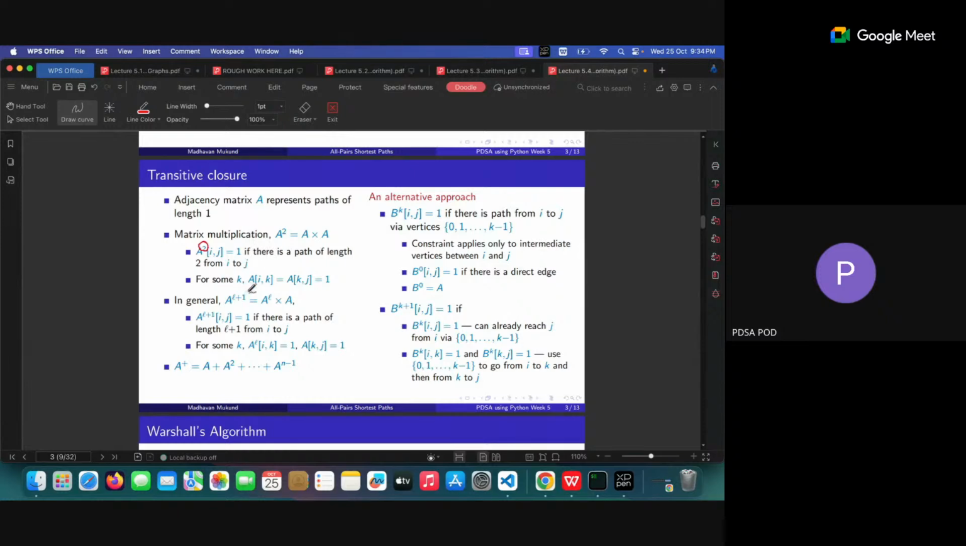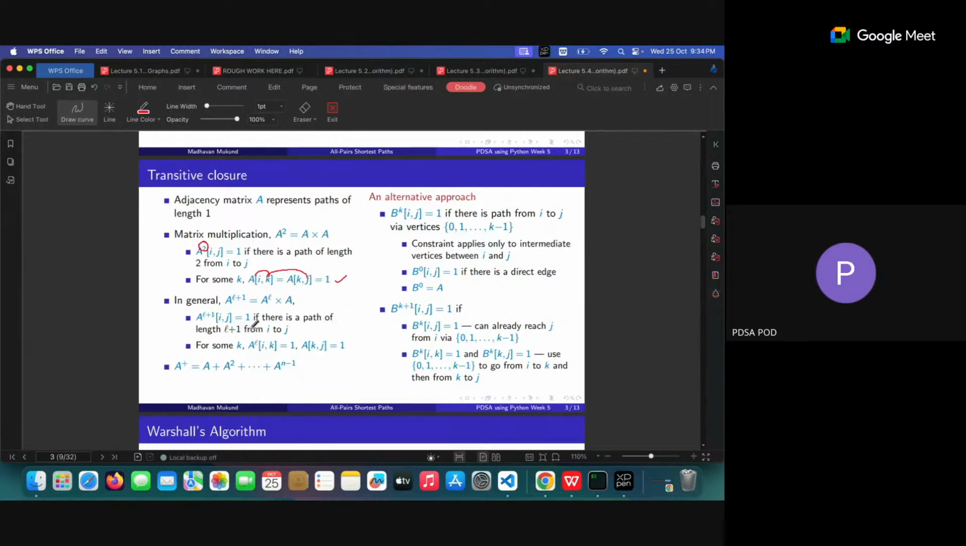So for that sum, K is there. A of I K equal to A of K J equal to 1. That means first you need to reach from I to K, and then K to J, because already we have a K. So then we have a path. So in general, we say that.